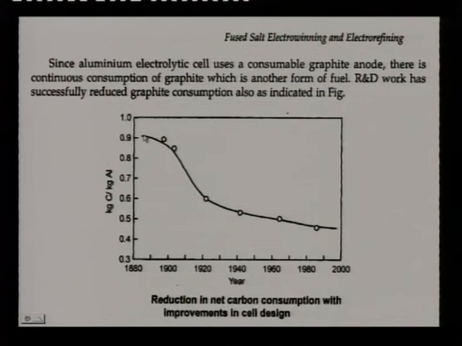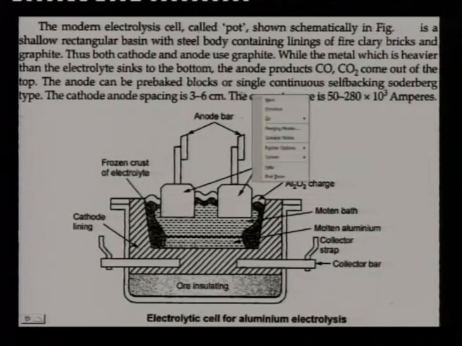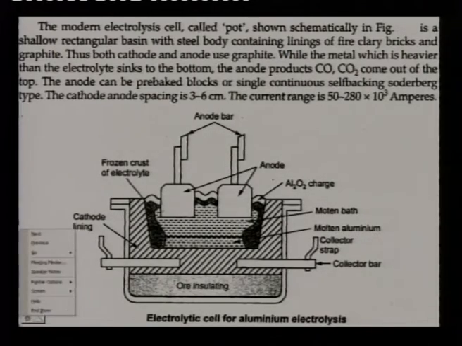Reduction in net carbon consumption with improvements in cell design. In cell design, the carbon consumption is also going down. That also would mean less generation of CO and CO2. Here is another design of electrolytic cell, which I have shown in connection with some discussions. The cathode anode spacing, this spacing is very critical, 3 to 6 centimeter. The current range is critical. All these are very critical parameters.